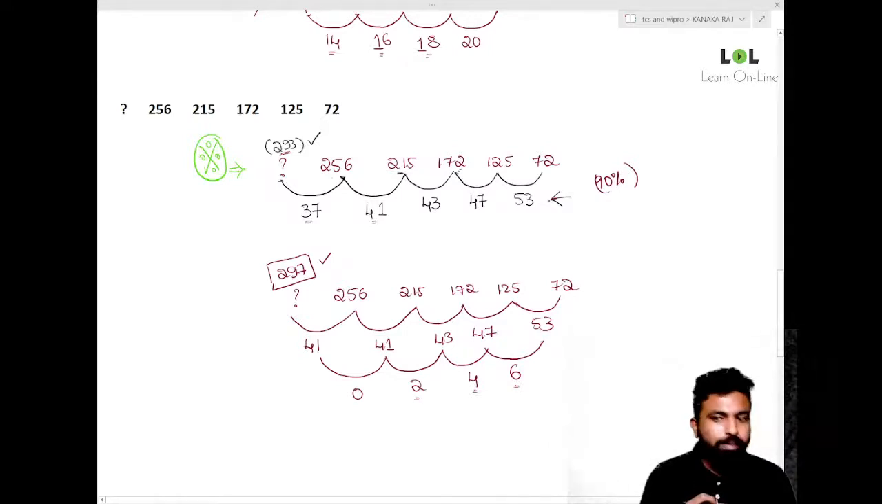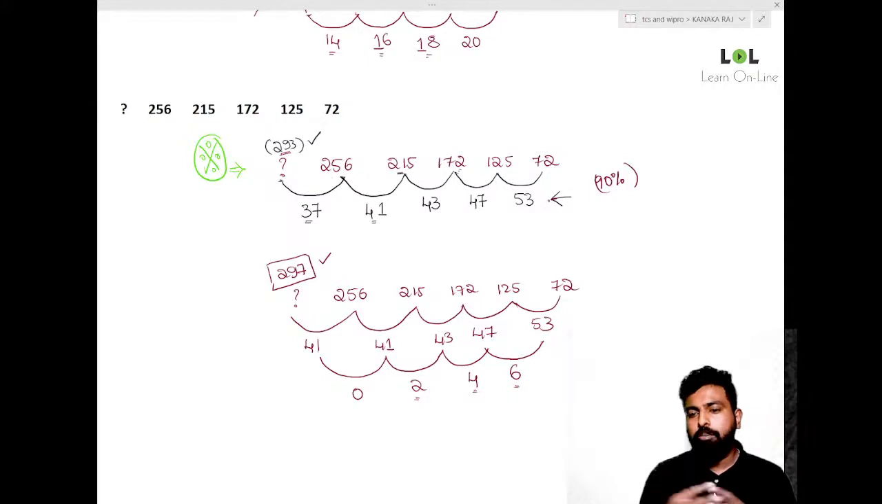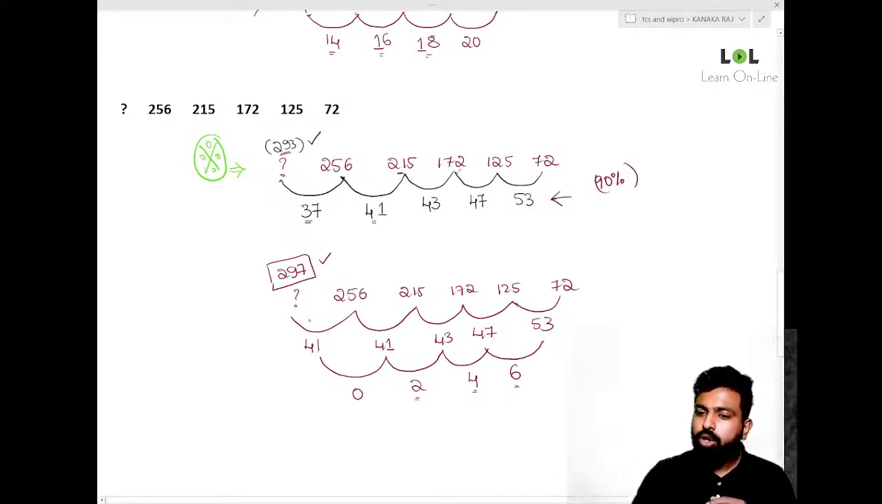Both will not be coming in the answer options, Gokul. Don't worry about that. Both of them cannot come in the options because both are correct. Which is wrong, which is right? My logic here is also right, and my logic here is also right. So you cannot tell this is wrong or that is wrong. Both are correct. So you'll not find both of these options in your examination. You'll find either 293 or 297, any one of these.